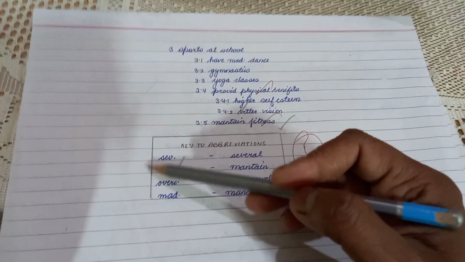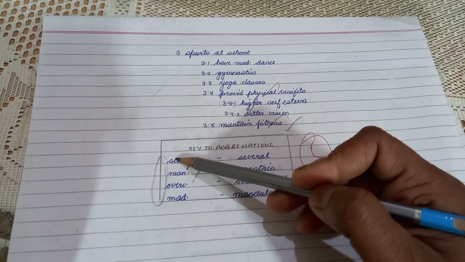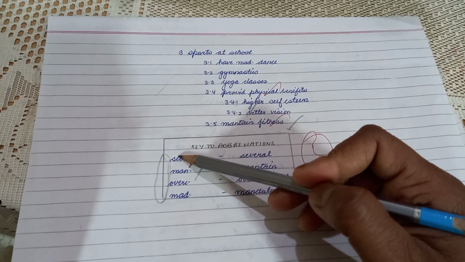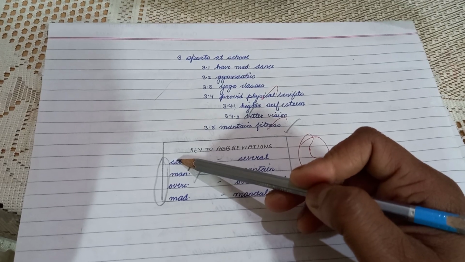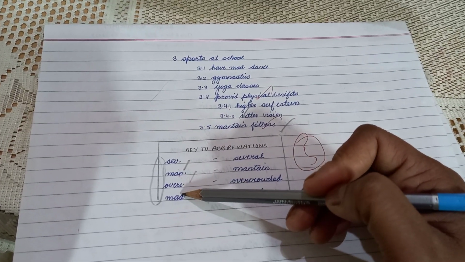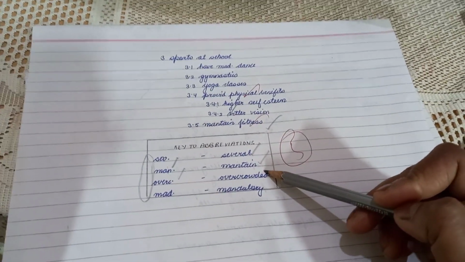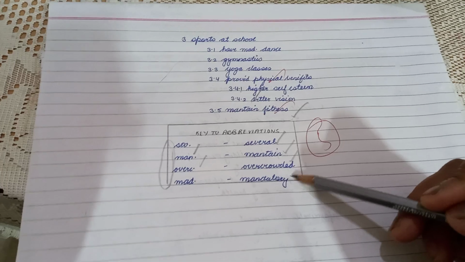And what I have seen is that the students write numbering also. So avoid numbering. Instead of numbering, just start from the abbreviation. If you are writing SEV, it means it is being used in the beginning, and it is being followed by MANOVER and M. It means several. This means maintain, it means overcrowded, and this means mandatory. So all these are the key to abbreviations.